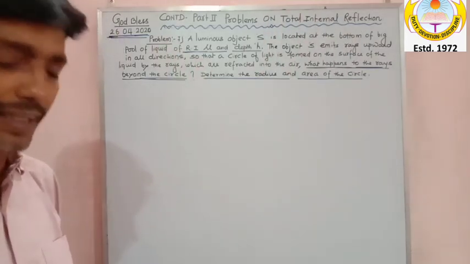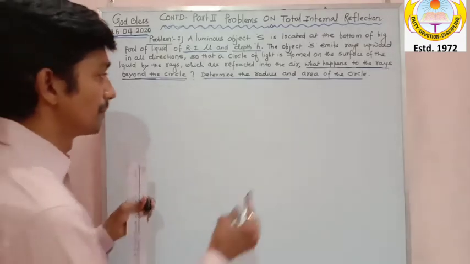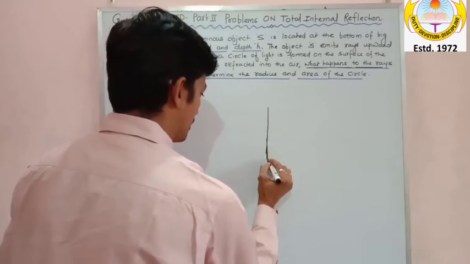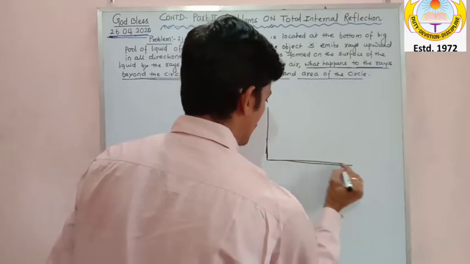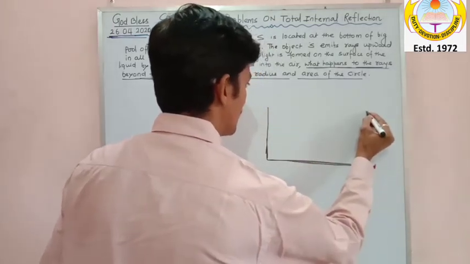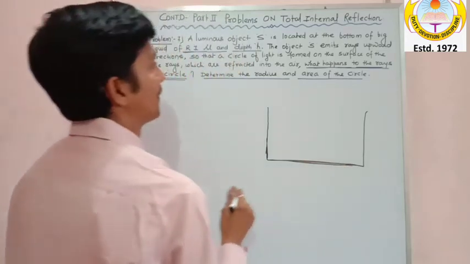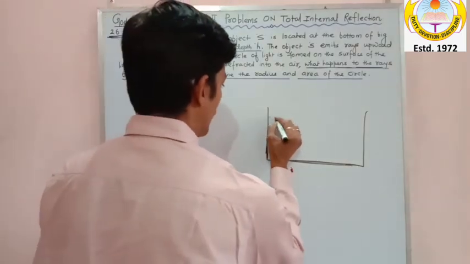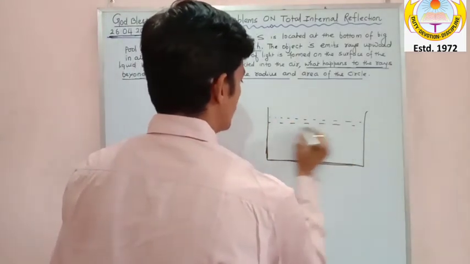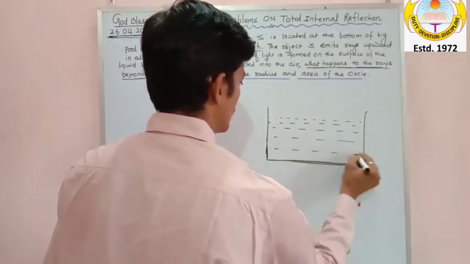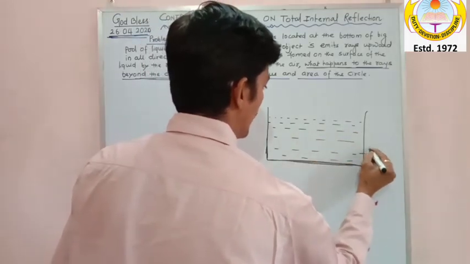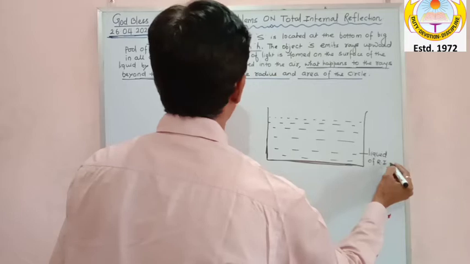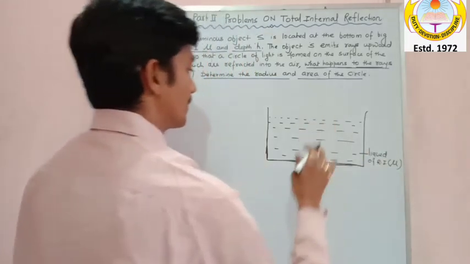Right? So let us draw the diagram, because all these questions are diagrammatical questions. Please try to understand, because now we are doing the third or fourth type of the same question, only the way of asking is different. I have taken the bottom of a big pool of liquid. This is a pool of liquid, and its refractive index is given as mu. I hope it is clear.